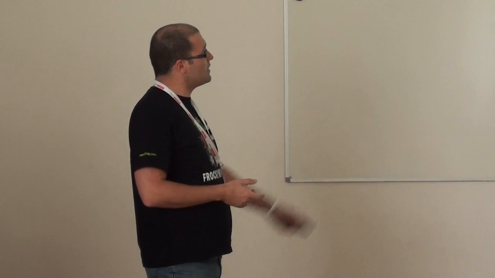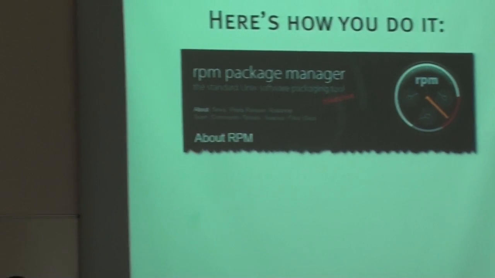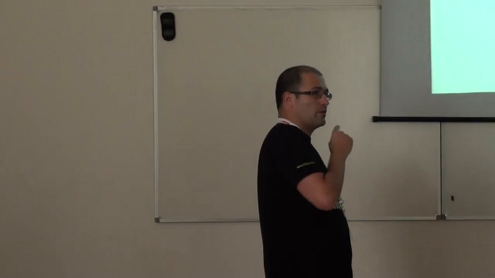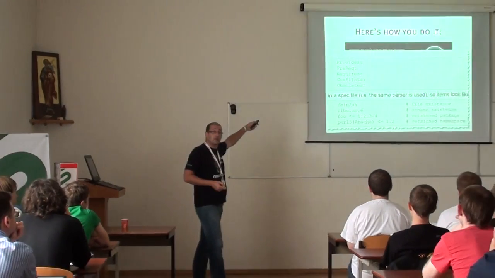And the way the Java community and every other pluggable ecosystem should do it is the way that RPM does it. RPM is a modular tool for Red Hat Linuxes and Fedora and CentOS and some others. This is what they have. This is actually a descriptor of dependency in RPM.